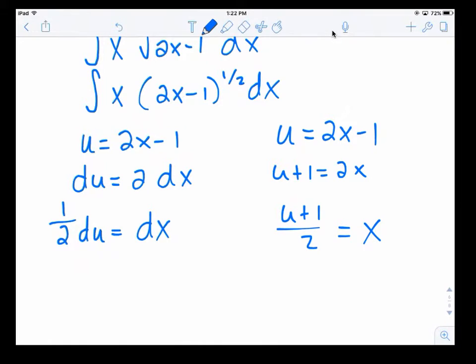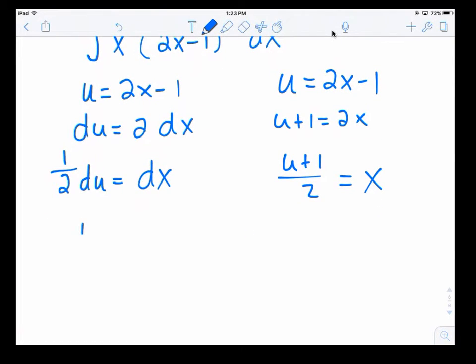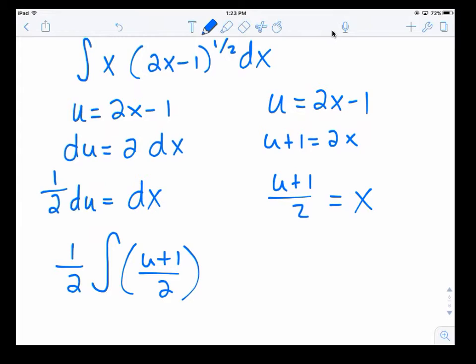All right, so again, I want to put my constant over here on the other side as well. Okay. Right. Okay, so when I rewrite now, I have 1/2 integral. I'm going to replace the x term with u plus 1 over 2. And then I'm going to replace 2x minus 1 to the 1/2 with just u. All right, now everything is in terms of du, right? What else can I do?